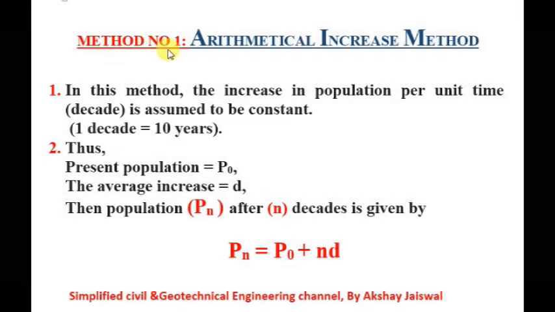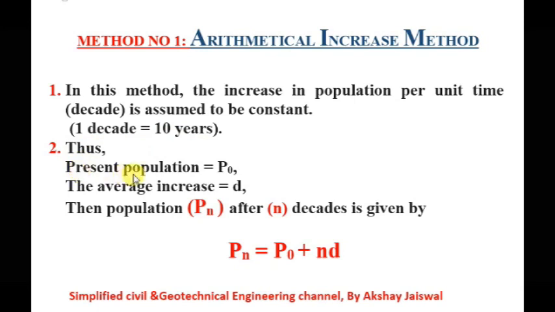Our first method is arithmetical increase method. First point, in this method, the increase in the population per unit time is assumed to be constant. Per unit time means decade is considered here, and one decade means 10 years.